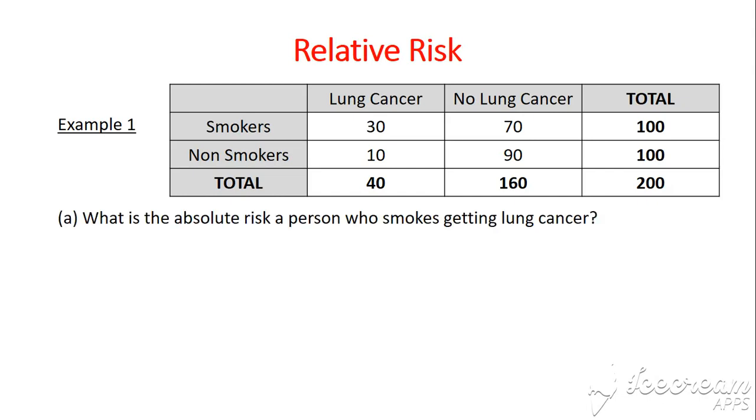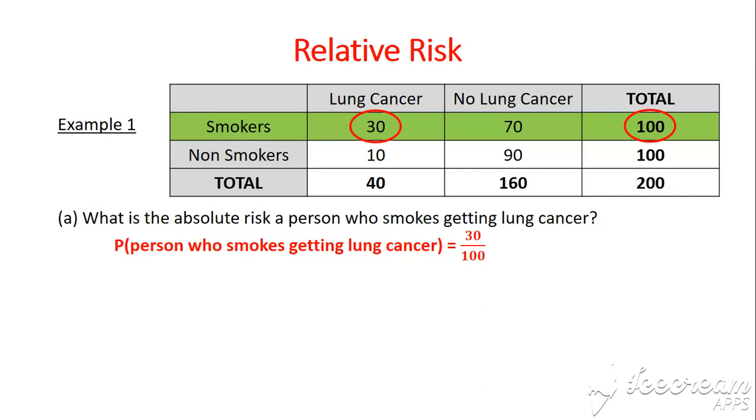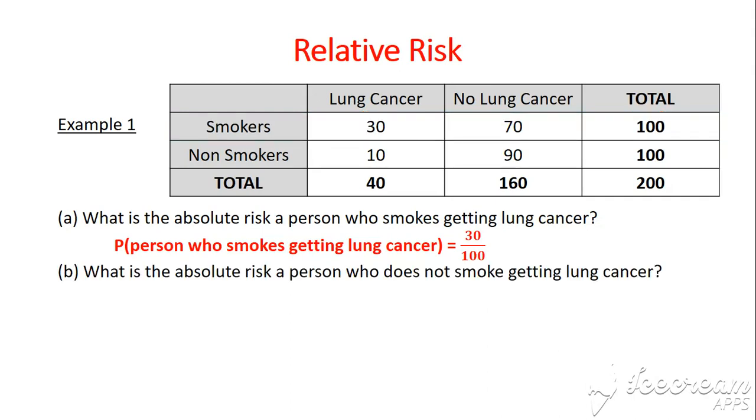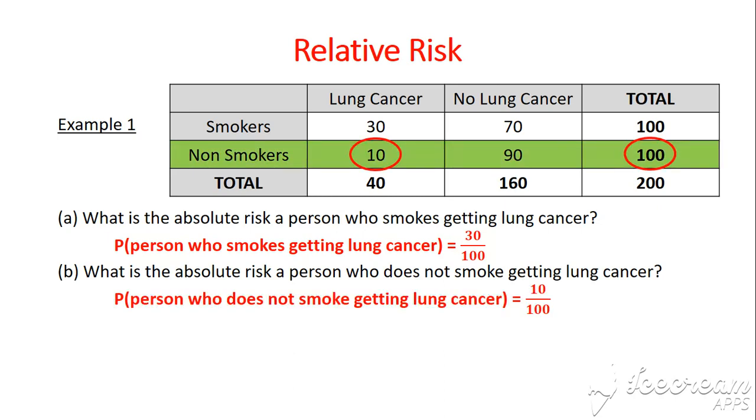So here's part A. What's the absolute risk, the probability of a person who smokes getting lung cancer? So we're only interested in those who smoke, and the probability of getting lung cancer is 30 chances out of 100. Right, part B, what's the absolute risk, the probability of a person who does not smoke getting lung cancer? So these are our non-smokers, and the chance of them getting lung cancer was 10 chances out of 100.